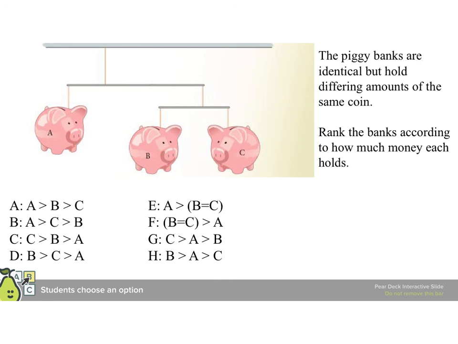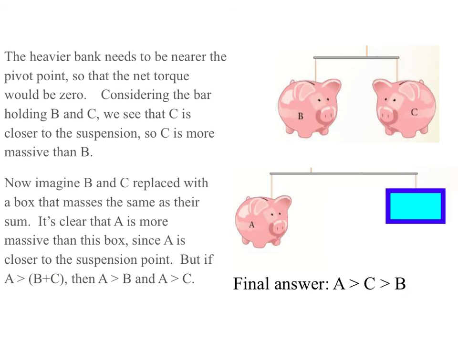All right, these piggy banks are identical but hold differing amounts of the same coin, and we want to rank the banks according to how much money each holds, which means essentially how many coins are in them, which essentially means by their mass. To keep it balanced, the heavier object has to be nearer the pivot point than the lighter object.